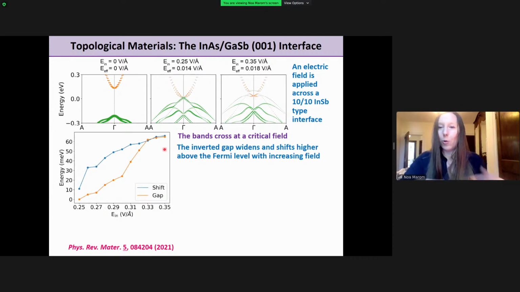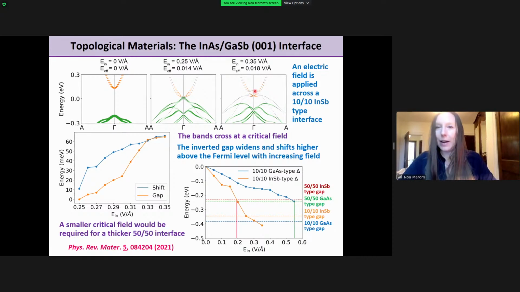The inverted gap will widen but also shift higher above the Fermi level as you increase the electric field, which means that, first of all, you'll need a considerable electric field in order to produce this band crossing. And second, you would need to somehow tune into this gap, which is above the Fermi level, in order to observe it. So we tried to estimate what would be the effective field that might be needed for a larger interface model, just by looking at the change in the band gap versus the electric field.